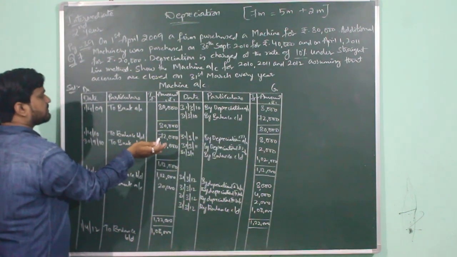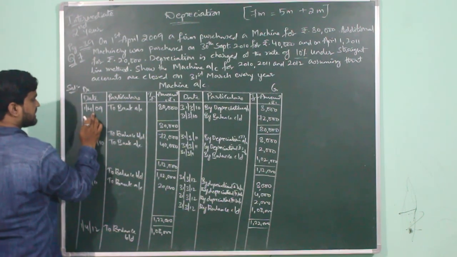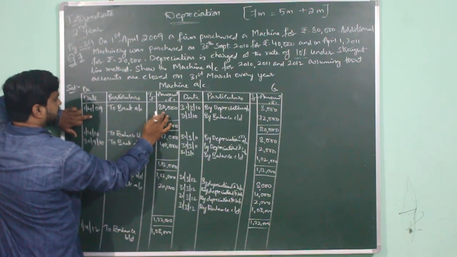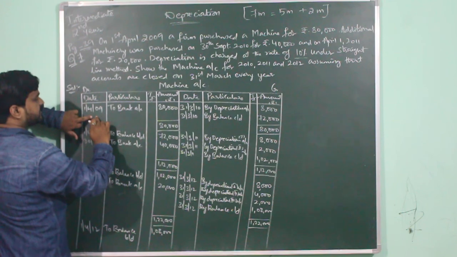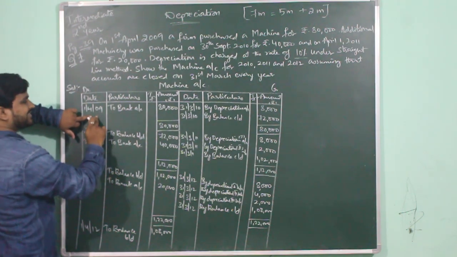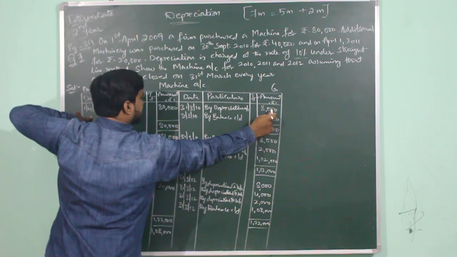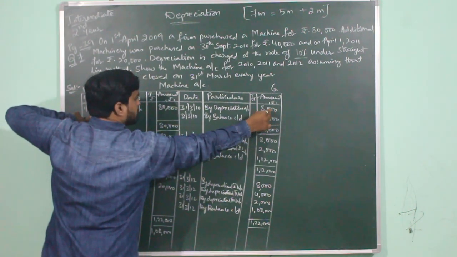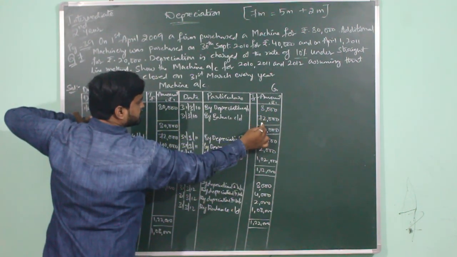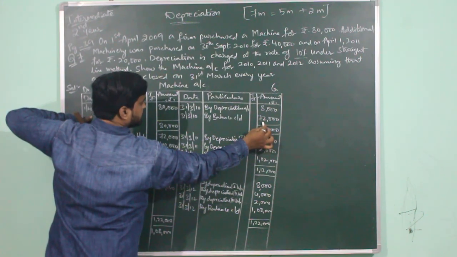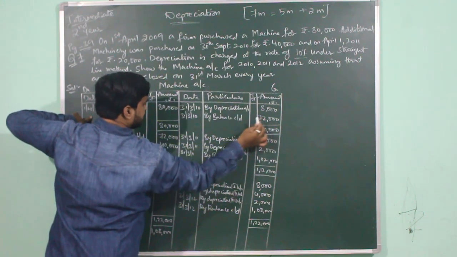If someone asks you what was the value of the machine at the beginning of the year, then your answer should be it is 80,000. If someone asks you what is the amount of depreciation that you have provided at the end of the first year, then you have provided depreciation of rupees 8,000 at the end of the first year. If someone asks you what is the value of the machine at the end of the first year, then the value of the machine at the end of the first year is 72,000.